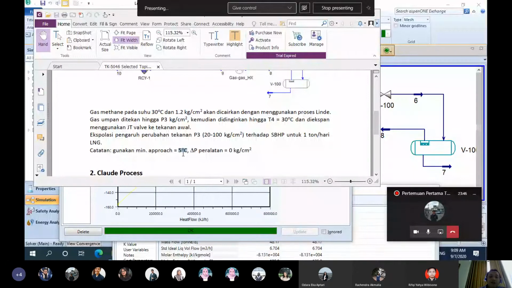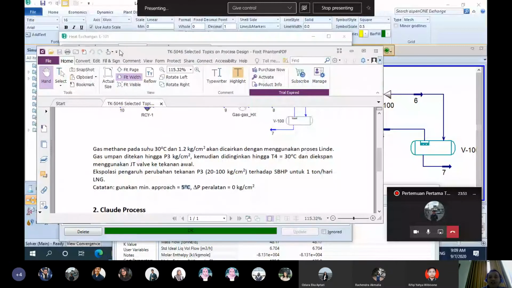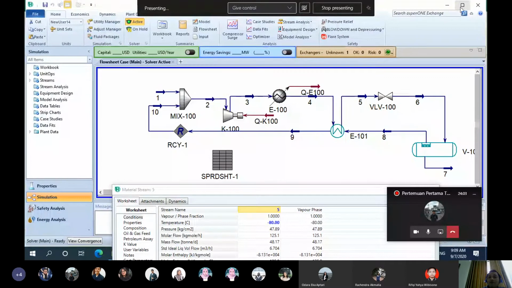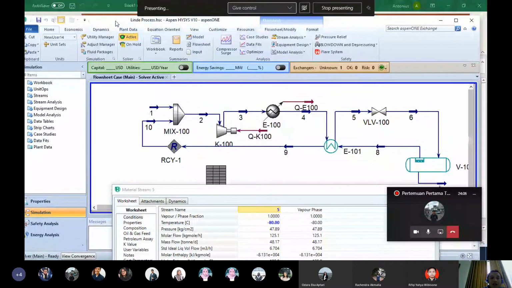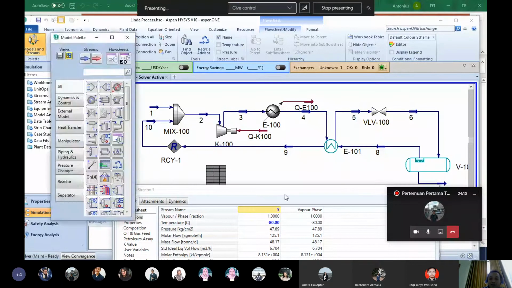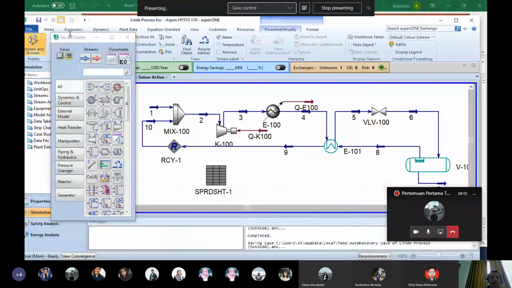So in the case that we would like to reduce the minimum approach from the current condition, which is around 15 degrees C, to 5 degrees C, what you have to do, okay, you can use, for example, in this case, I will go to the flow sheet, and then I will activate the model palette. Okay, and then I will use adjust.